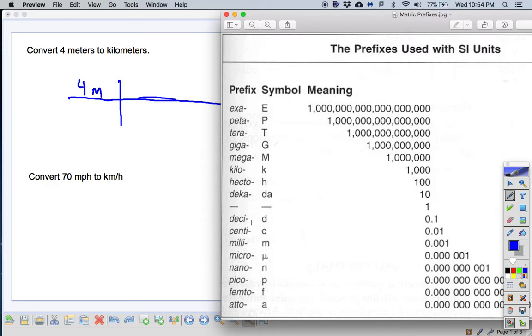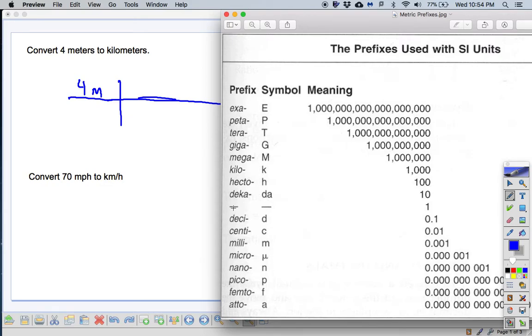From a meter to a decimeter, it's going to be 0.1 or a tenth. To a centimeter, it's a hundredth or 0.01. To a millimeter, the prefix milli is a thousandth. And then it keeps going down. Micro, this is the symbol mu, is a millionth. Then you have a nano, a pico, femto, and then an atto at the very end.